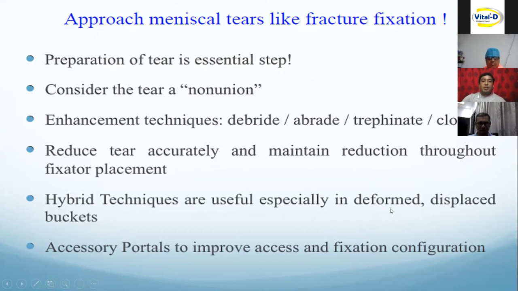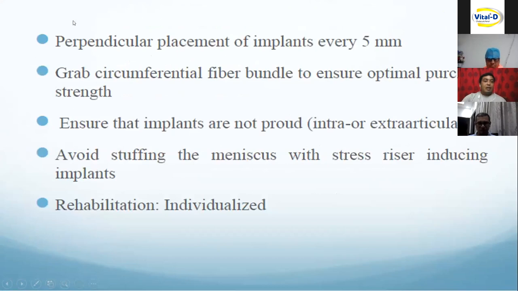Hybrid techniques are useful, especially for deformed, displaced, and bucket handle tears. Hybrid may be a combination of tear repair techniques. Use an accessory portal to improve the access and fixation configuration; as many accessory portals as needed, we have to go through. For repair, place implants perpendicular, within every 5 millimeters. Grab the circumferential fiber bundle when we fix or stabilize the fragments, to ensure optimal purchase and strength. Ensure the implants are not crowded intra-articularly or extra-articularly, and avoid stuffing the meniscus with stress riser inducing implants. Individualized rehabilitation is also needed.